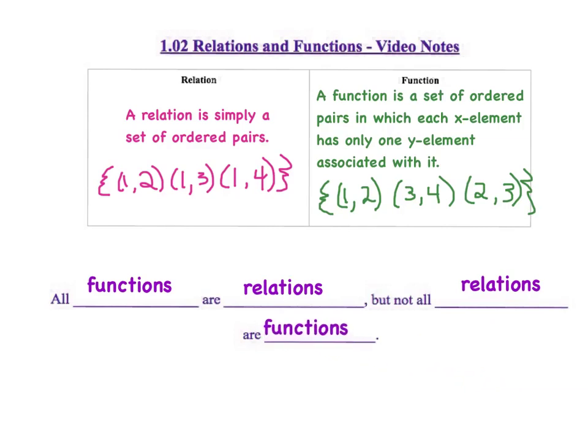What this means is that anytime you have a set of ordered pairs, you do have a relation. Whether it's a function or not doesn't matter. You do have a relation. However, in order for that relation to be a function, for each x input or x element, you can only have one y element. That's the difference. Now let's move on and see if we can tell by looking at a graph whether our relation is actually a function.